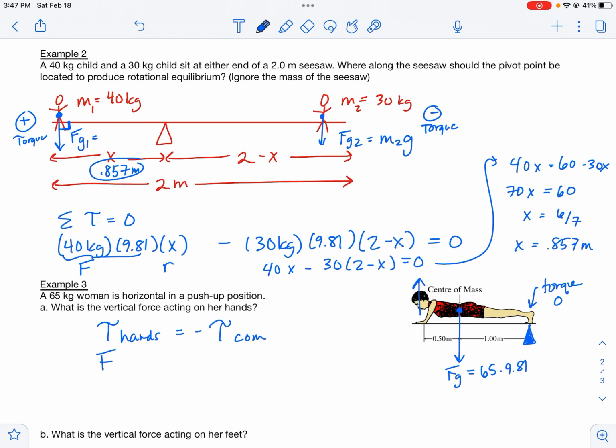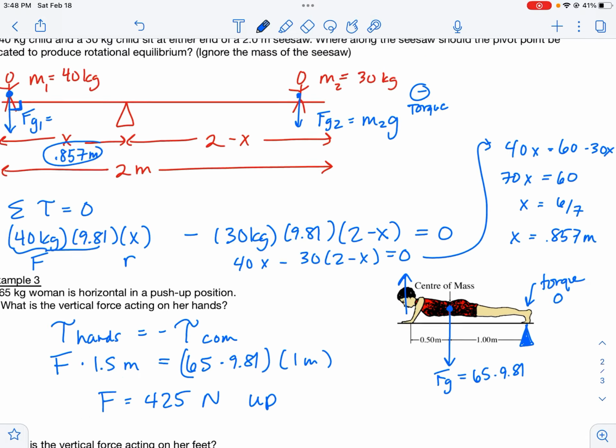So the torque from her hands is the force she's exerting with her hands times the lever arm. And the lever arm is 1.5 meters because that's the distance from her hands to her toes. And then the center of mass, 65 times 9.81 is the force, and that distance is 1 meter. And when I solve that, I get that the unknown force is 425 newtons, and the direction would be up. I know that by looking at the diagram.